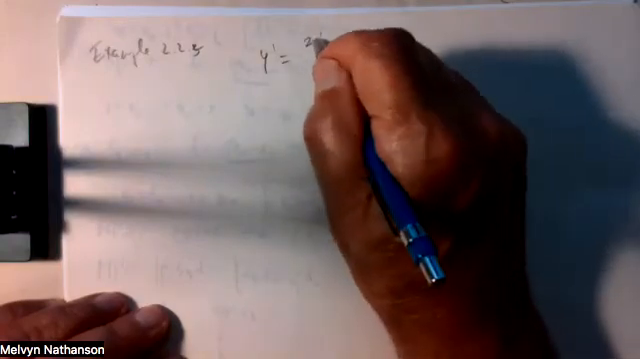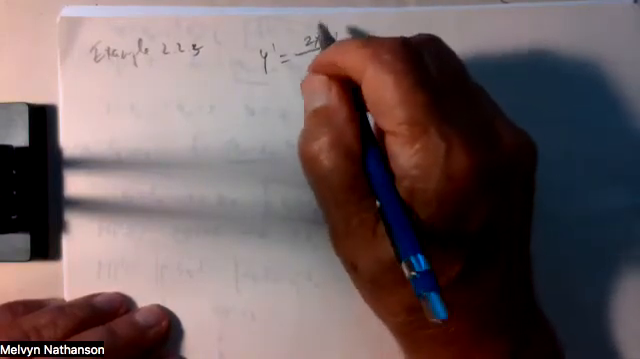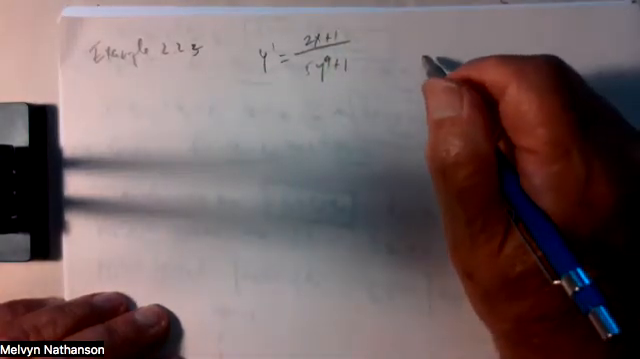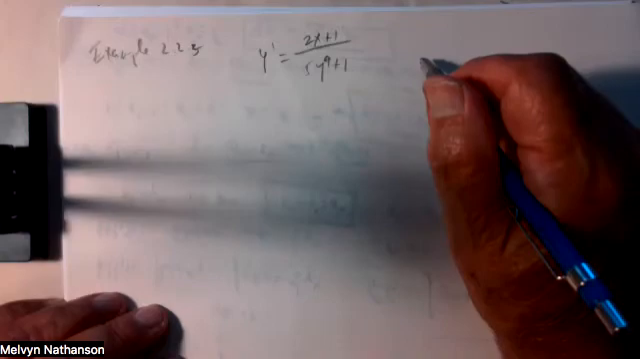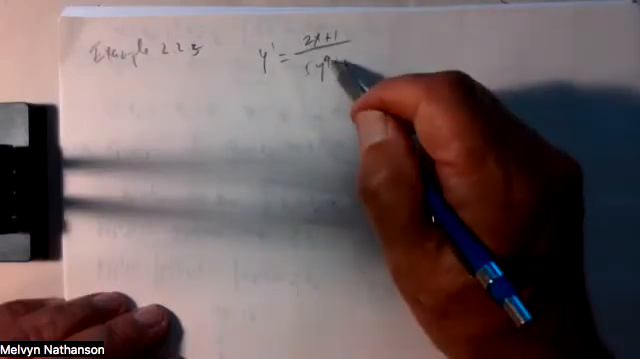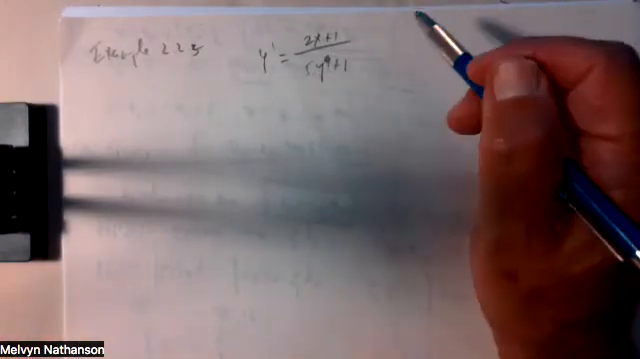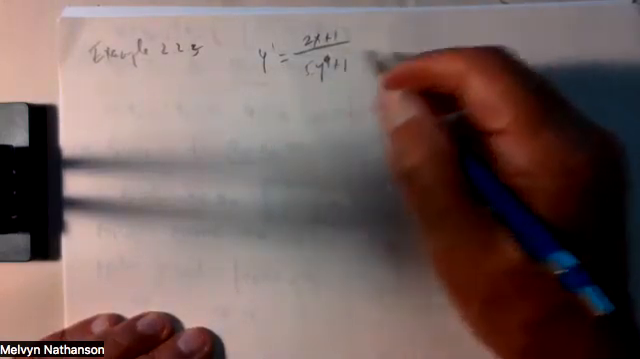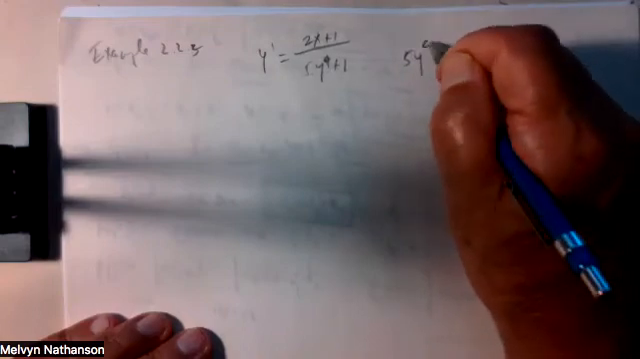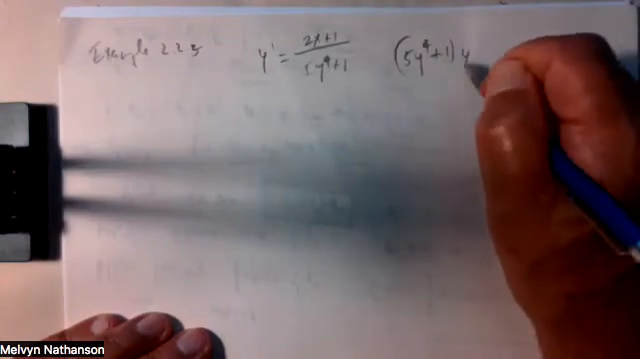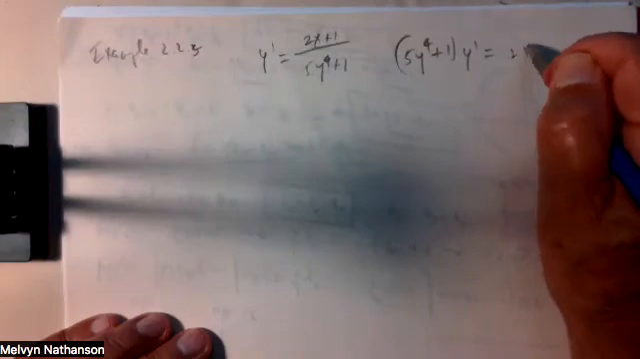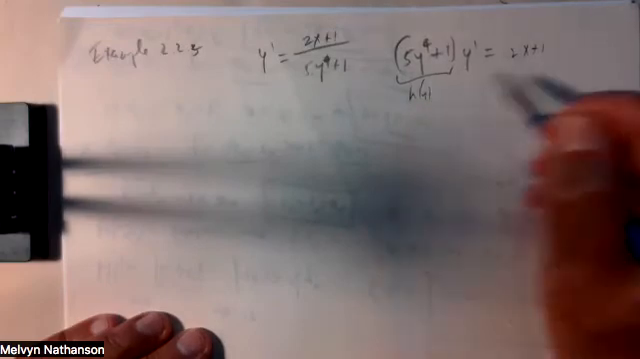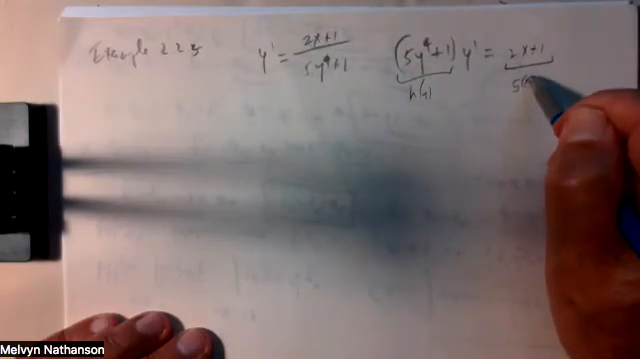y prime is 2x plus 1 over 5y to the 4th plus 1. And you can observe that this denominator is never 0, because it's 1 plus something non-negative. That's always nice. If we multiply through by the denominator, 5y to the 4th plus 1 times y prime equals 2x plus 1. So this is my function h of y, and this is my function g of x.